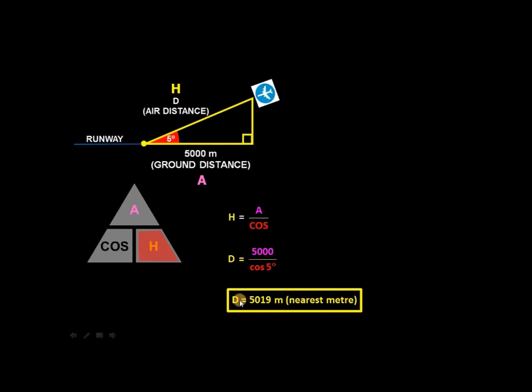So the answer is D equals 5019 meters to the nearest meter.